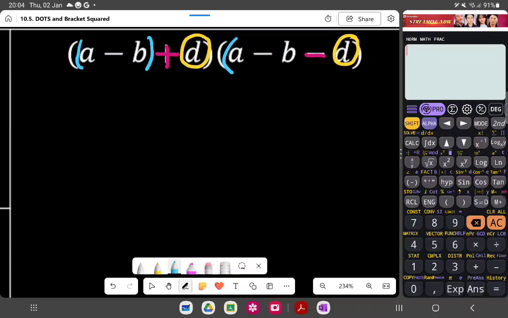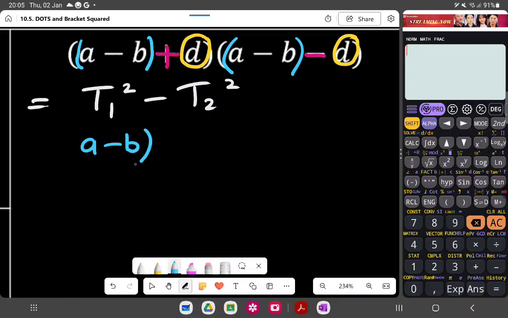Can I put that in brackets? So instead of term 1 being 1 term, now it's going to be the blue bracket, everything inside. So it's blue plus yellow multiplied by blue minus yellow, difference of 2 squares. This gives me term 1 squared minus term 2 squared. What is term 1? It is a minus b. That's term 1, and I square all of term 1. Minus term 2 is d, and I square all of term 2.